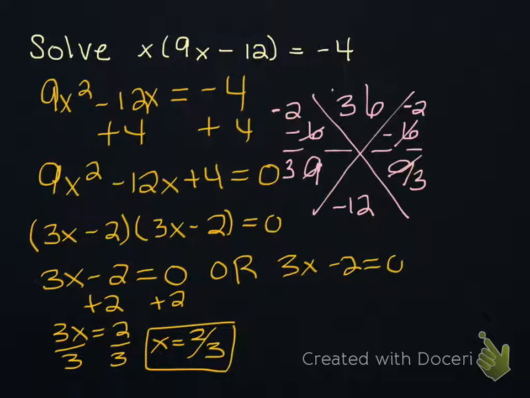So, do I have one solution or do I have two solutions? And the answer to that question is you should always have as many solutions as you did powers. So, the power on the variable is 2, I should have 2 solutions, and I do. I have this solution twice, so we can say with a multiplicity of 2.